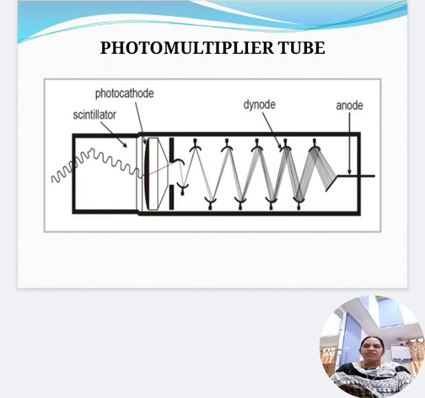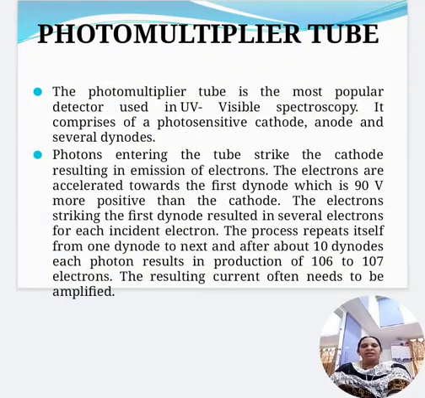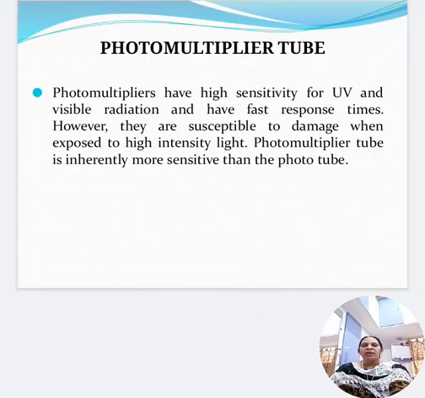The electron striking the first dynode results in several electrons for each incident electron. The process repeats itself from one dynode to the next, and after about 10 dynodes, each photon results in emission of 10^6 to 10^7 electrons. The resulting current can often be amplified. Photo multiplier tubes have very high sensitivity for ultraviolet and visible radiation, and have fast response times. However, they are susceptible to damage when exposed to high intensity light.